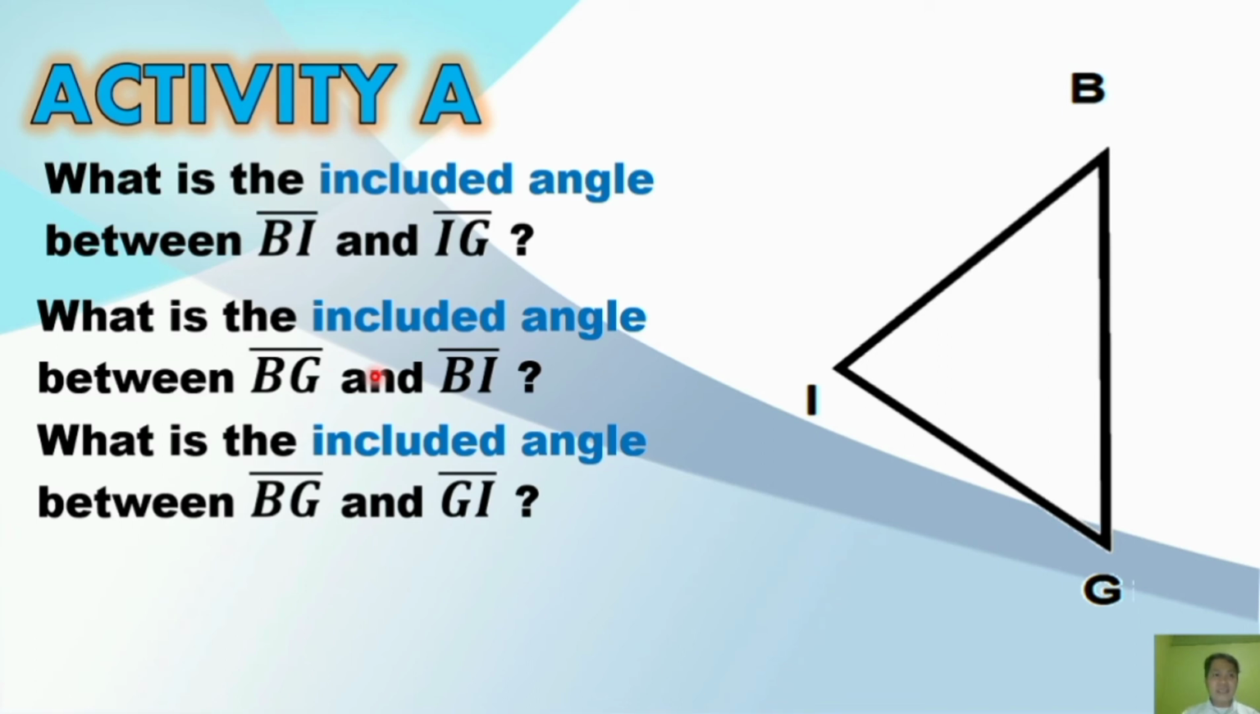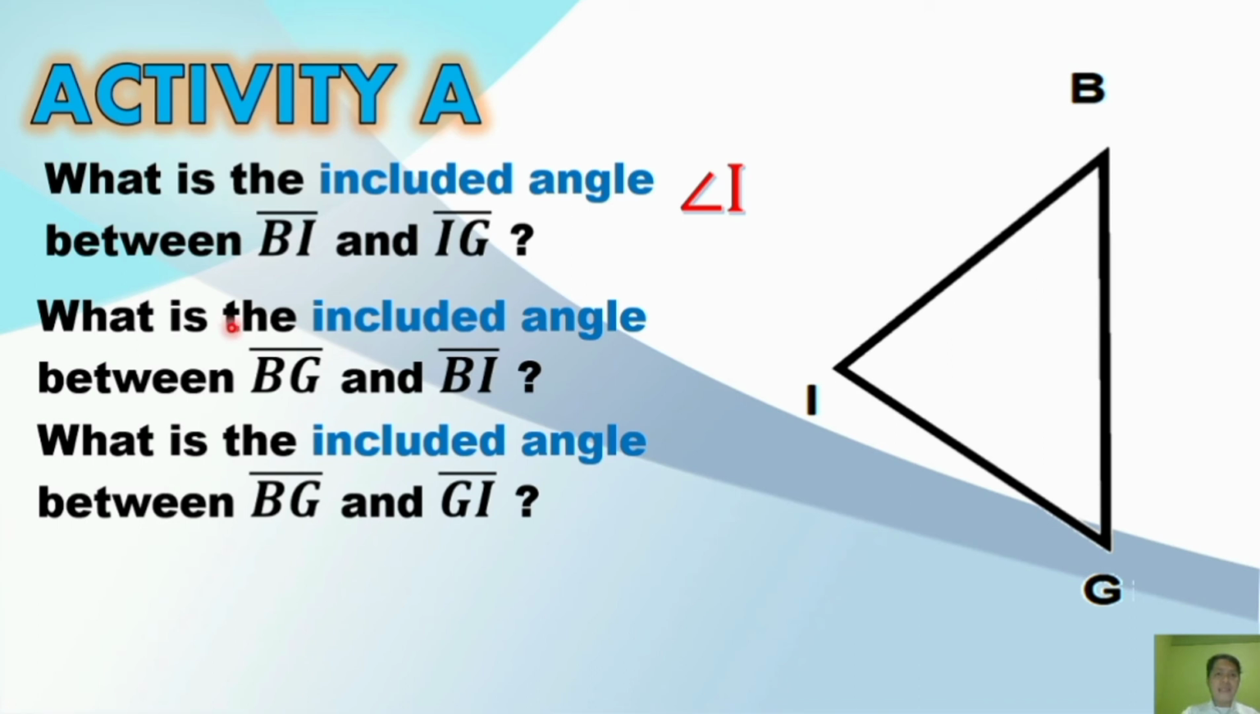Okay, so let us check. First question, what is the included angle between side BI and side IG? So we have here side BI and side IG. So the included angle is angle I. This is it.